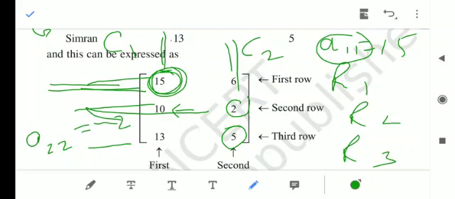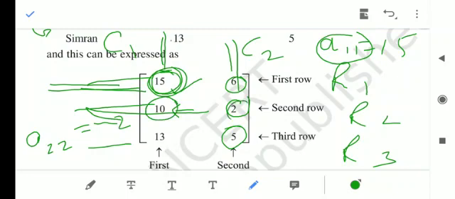If I ask the position description of 15, it is first row and first column, so it is a11. 6, you can see, is in the first row and second column, it is a12. So first we write the row number, then we write the column number. So 6 is a12. What is 10? 10 lies in the second row and first column, it is a21.